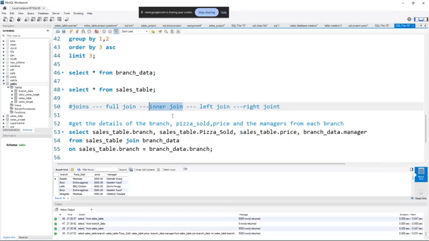So if I wanted a full join, I would have written full join. If I wanted a left join, here I will write left join. I will not just write join. I will write left join. If I wanted a right join, I would have written right join.